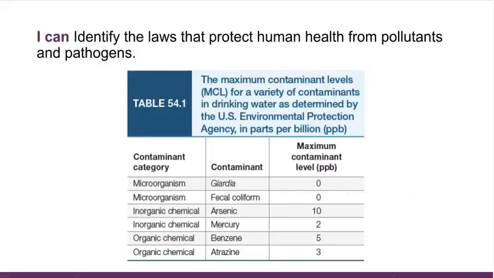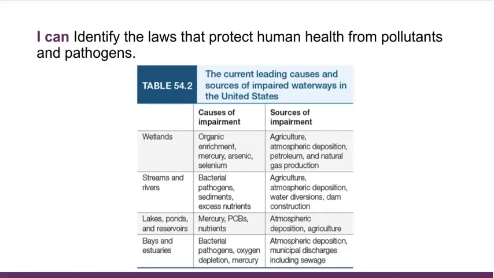And then we have drinking water standards. What is the maximum allowable? For example, arsenic, you can have 10 parts per billion, ppb. Mercury can have 2, which means that human health is not really affected at these low amounts. Notice that no fecal coliform, no Giardia, those things are pathogens in the water. Can't have any in our drinking water.